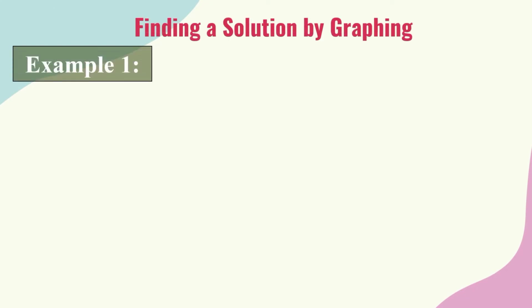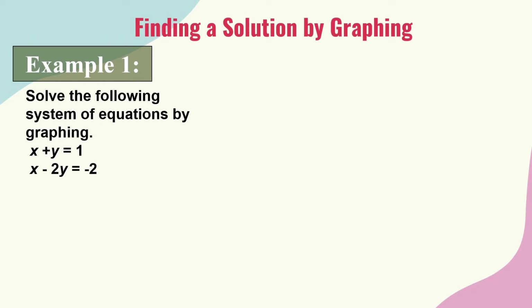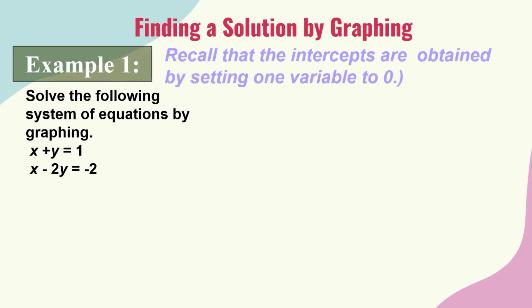Let us have the first example. Solve the following system of equations by graphing. We have a system x plus y equals 1 and x minus 2y equals negative 2. Recall that the intercepts are obtained by setting one variable to 0.